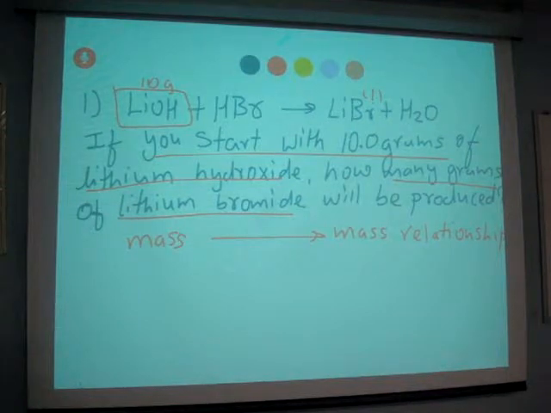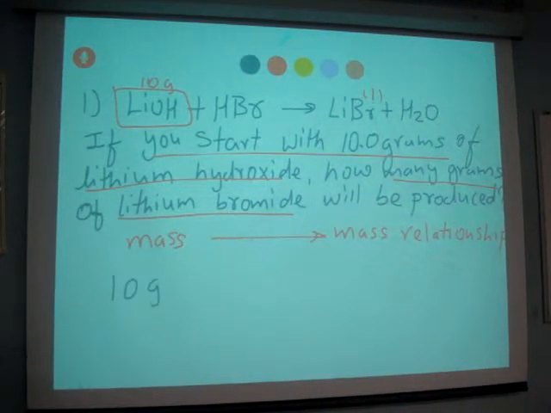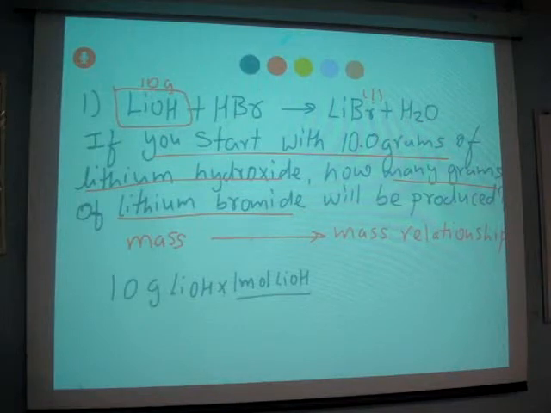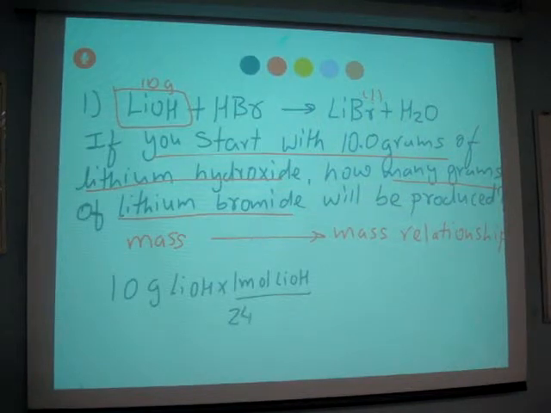Okay. Now, once you have 10 grams of LiOH, you convert into moles of LiOH. And you know that 1 mole of LiOH, what's the formula? Molar mass of LiOH? 24 grams of LiOH. That's the molar mass. So we convert from grams of LiOH to moles of LiOH.